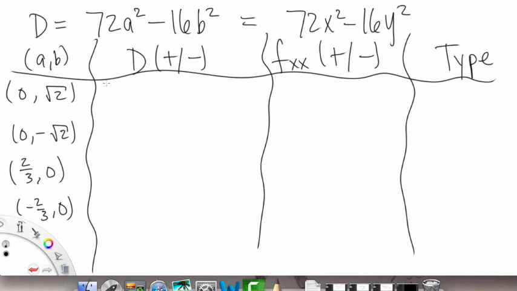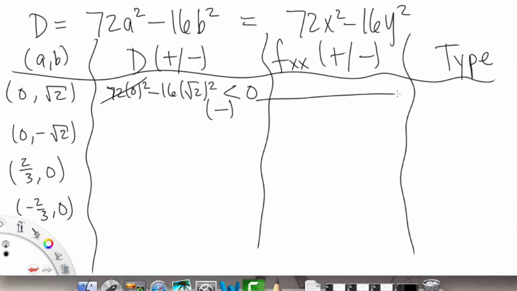Okay, so for the first one, if we plug in 72 times 0 squared minus 16 times radical 2 squared, this first term is 0, so that's definitely going to be less than 0, right? So that's going to be a negative value. So that means automatically we can skip over this column there. This is going to be a saddle point. Saddle point, okay? So saddle point, that's 0 and then positive radical 2.